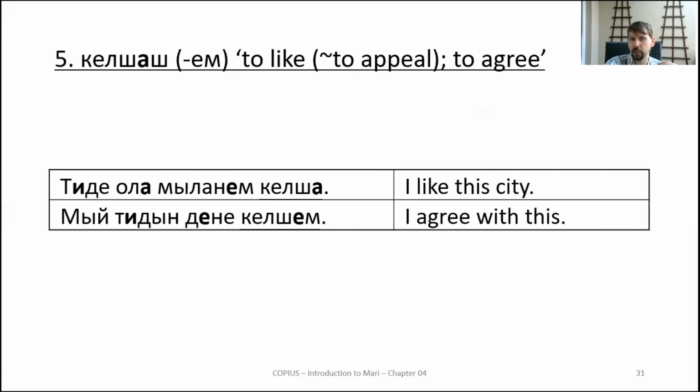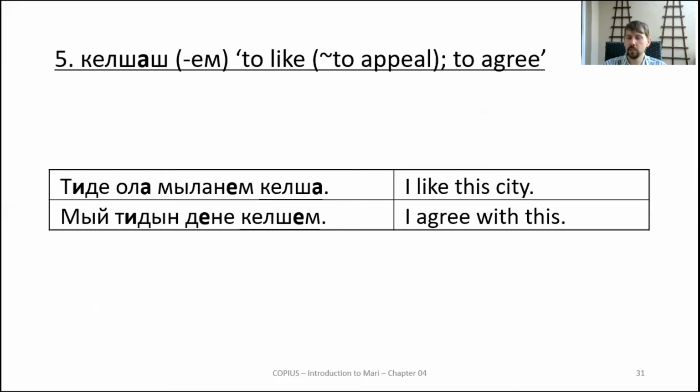We look at the verb kelshash, which has two basic meanings. One of them is to appeal. So if you say that you like something in Mari, you don't say that I like this city, literally you say this city appeals to me. And this is the main way of saying it.